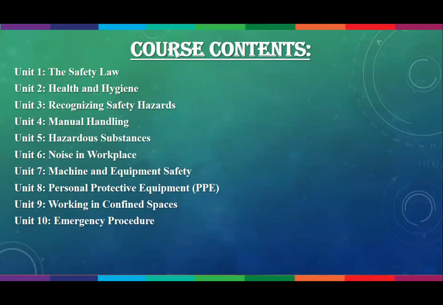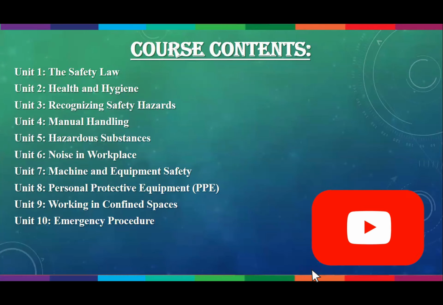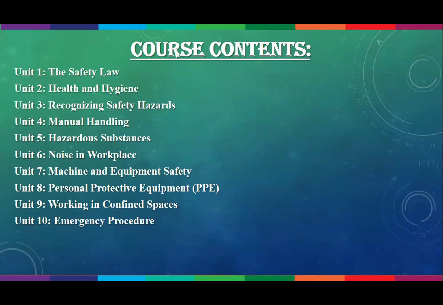So I would directly go to the course contents. In this course, we have 10 units. The first unit is based on the safety law. The second unit is about health and hygiene. The third one is about recognizing safety hazards. The fourth unit is about manual handling. The fifth one is hazardous substances. The sixth one is noise in the workplace. The seventh one is about machine and equipment safety. The eighth unit is based on personal protective equipment. The ninth unit is about working in confined spaces. And the last unit, unit 10, is about emergency procedure.